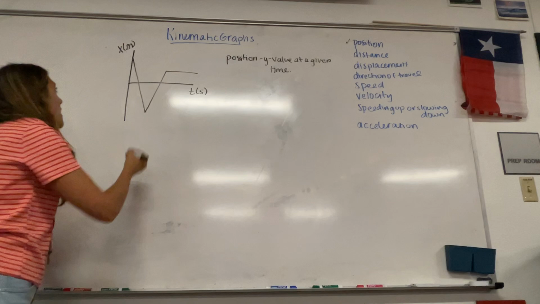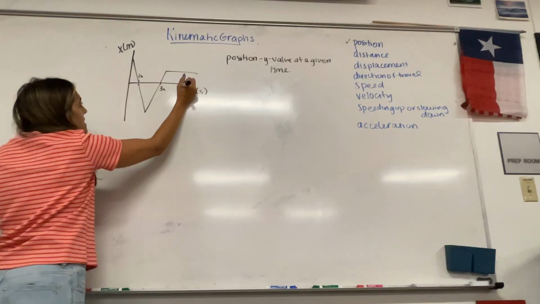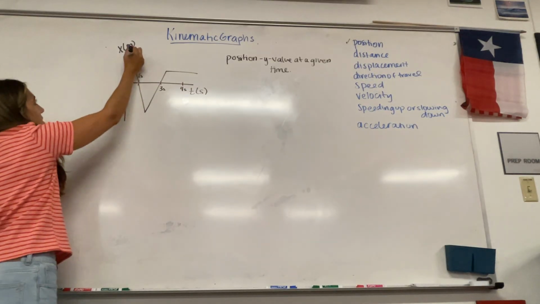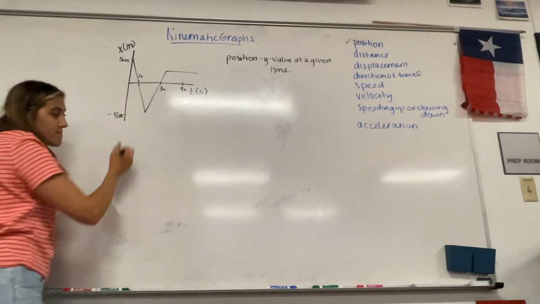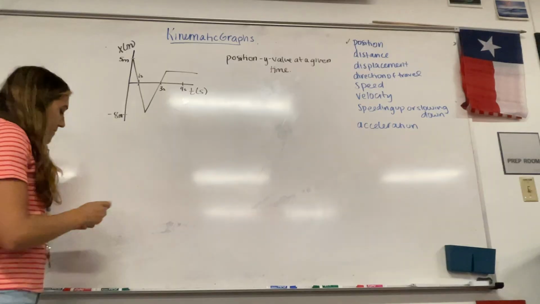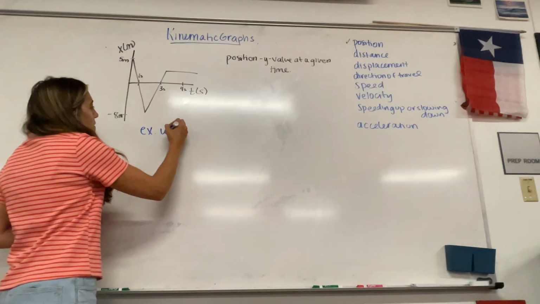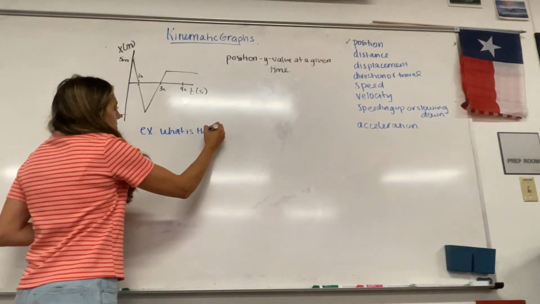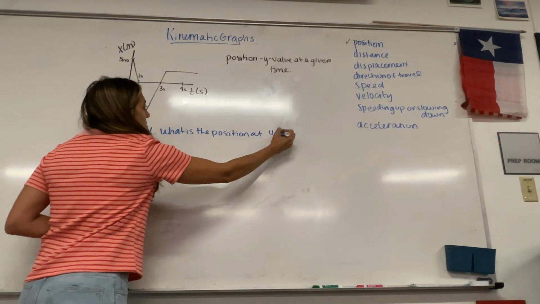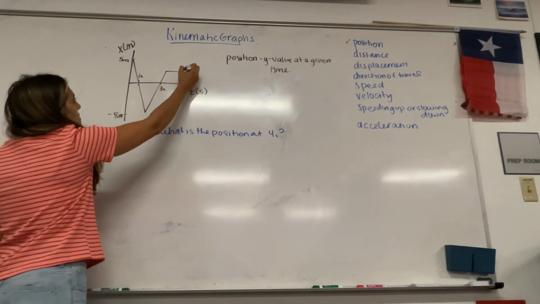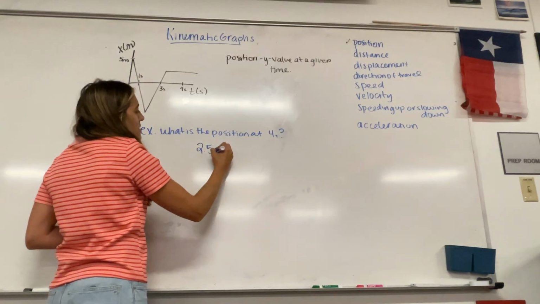So let's try an example. I'm going to say that this is 1 second, this is 3 seconds, and this is 4 seconds. Probably not to scale. This will be 5 meters. This will be -8 meters. Making up numbers. So my first example would be, what is the position at 4 seconds? Well, I'm located right here, so my y value is somewhere around here. Let's call it 2.5 meters.